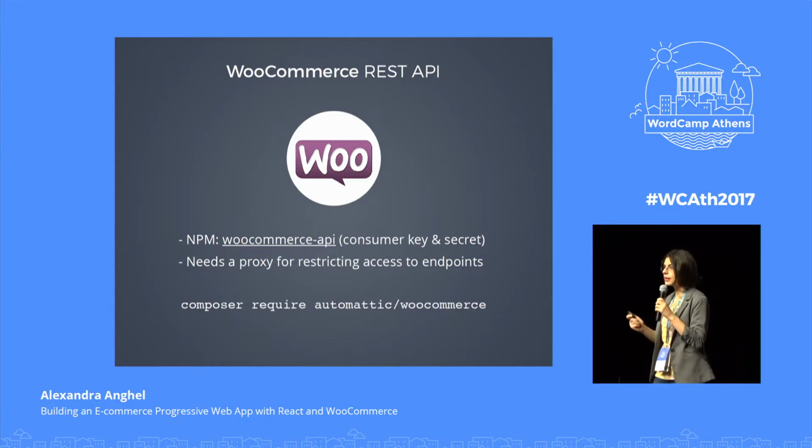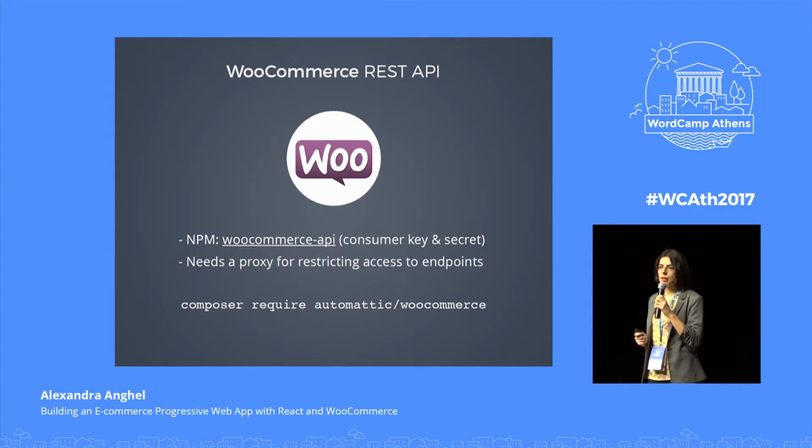So, the first thing that we need to do when we start creating an application is an API from where we can retrieve the content. Fortunately, the inclusion of the REST API in the core has opened the door for using WordPress as a backend. In addition, for e-commerce applications, we can use the WooCommerce REST API.